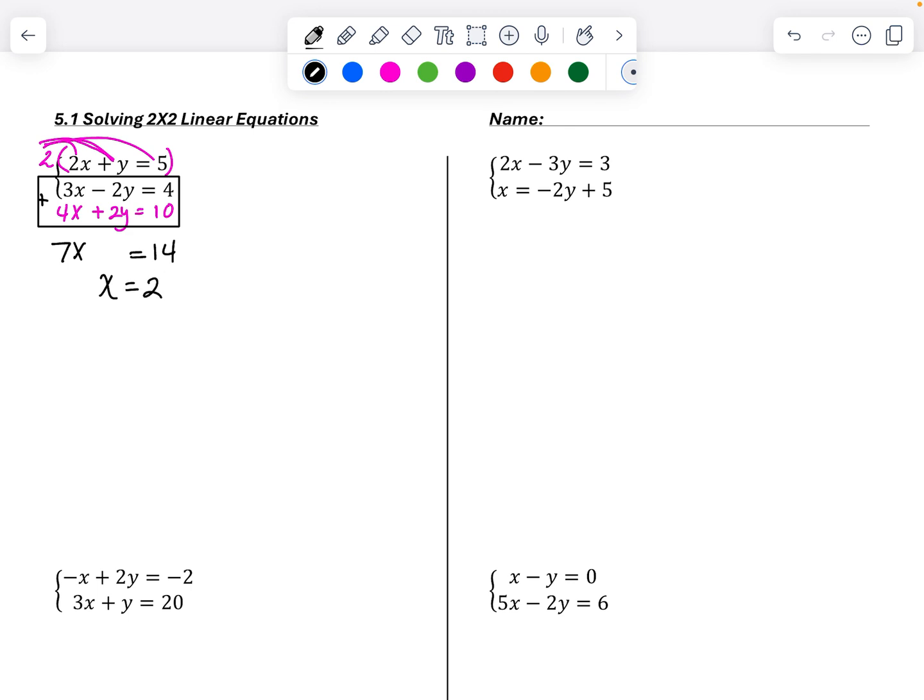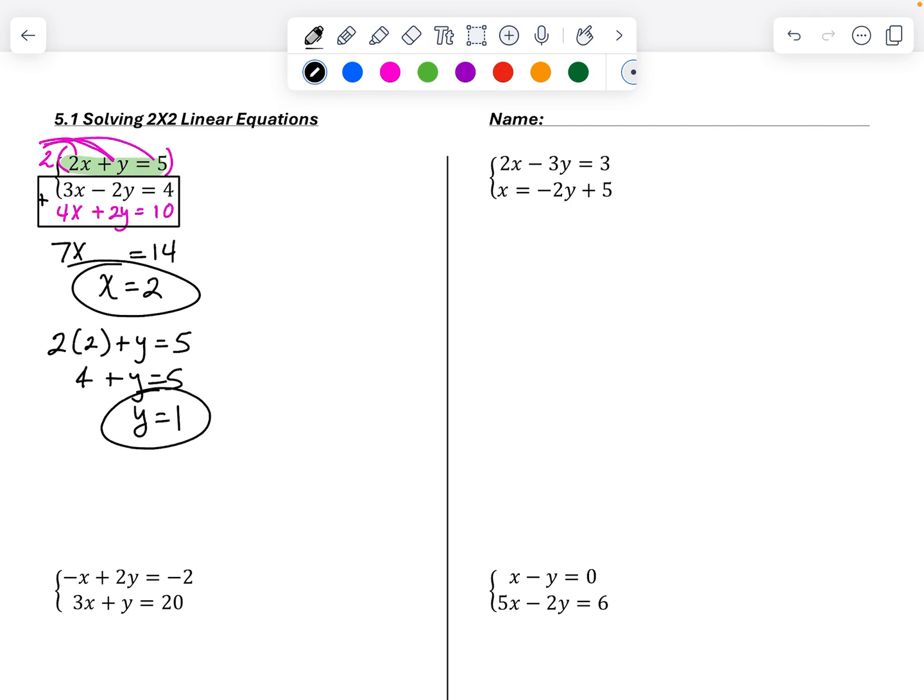Now that I know x is 2, I can go back into either of the equations. I think I'll pick this one. And I can substitute the value of 2 for x. So that would be 2 times 2 plus y equals 5. 4 plus y equals 5, y equals 1. And we found where two lines intersect, they intersect at 2, 1. So that would be one way to do the problem.